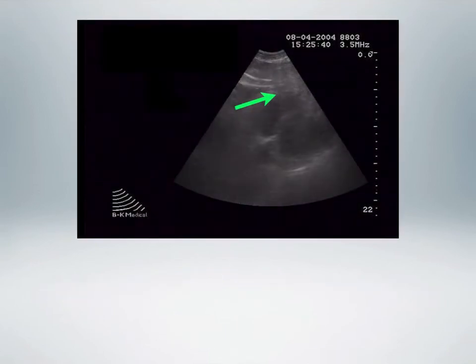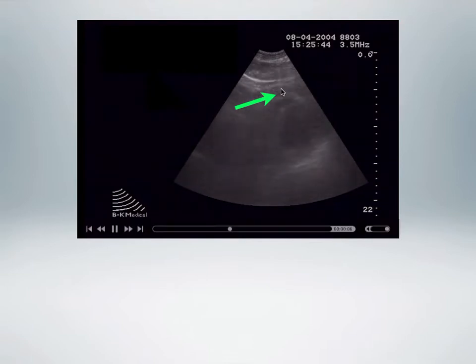Now this arrow is pointing to something, and what I'm looking for is what right in this space where the pericardium is. So let's pause it right here.